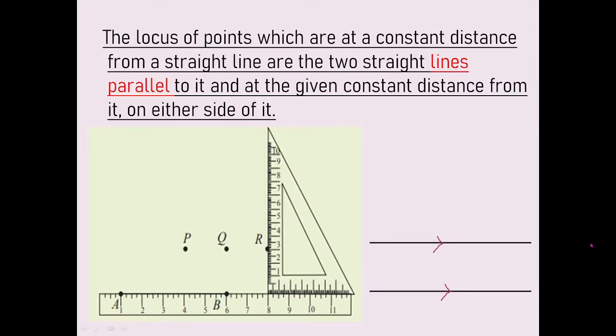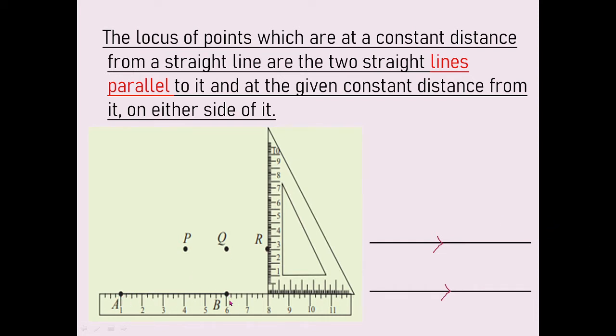Next one. The locus of points which are at a constant distance from a straight line are the two straight lines parallel to it and at the given constant distance from it on either side of it. Let's see this.